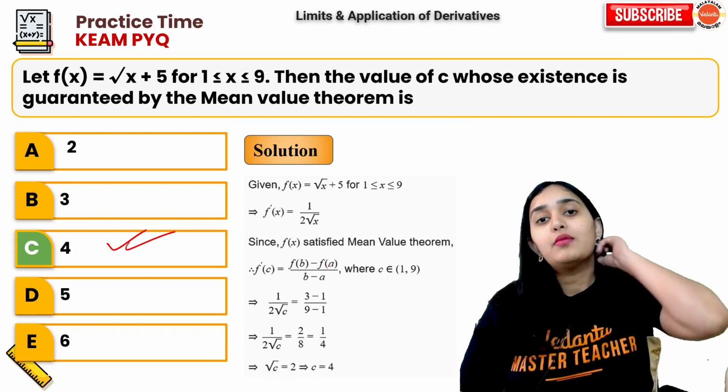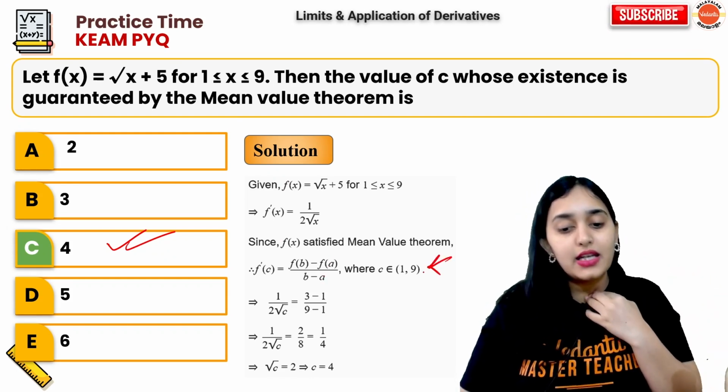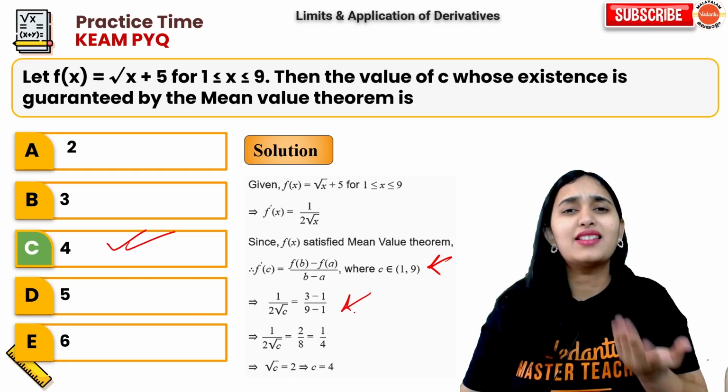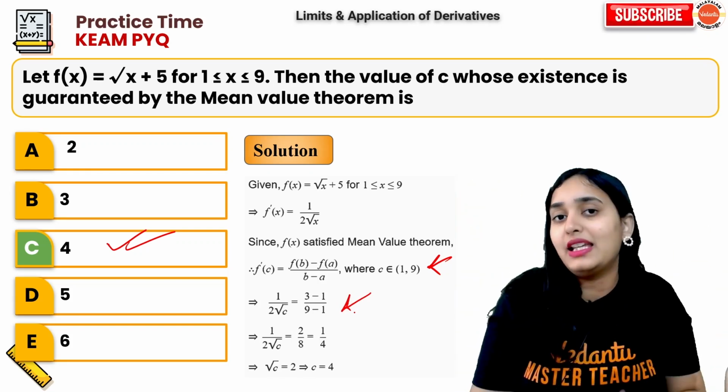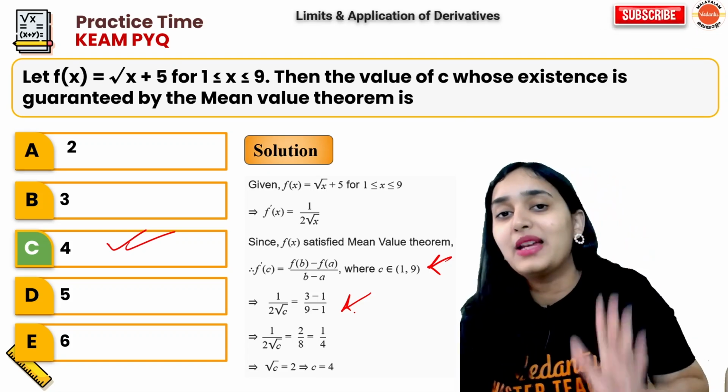So we use mean value theorem, putting here all the values and just put everything in the formula. Get your answer. Simple. Nothing else. Like it is a direct formula based question.